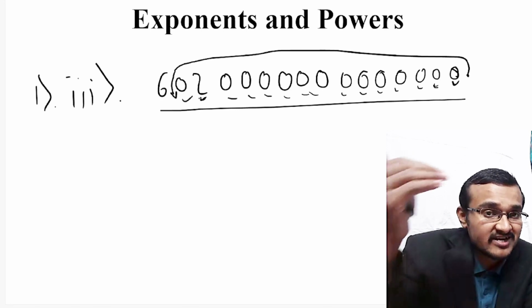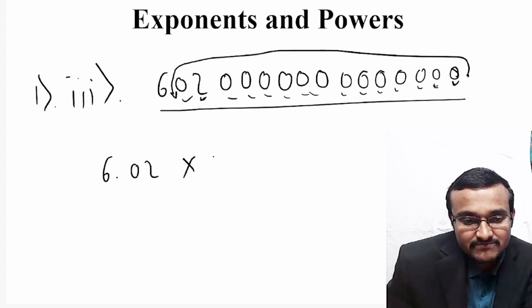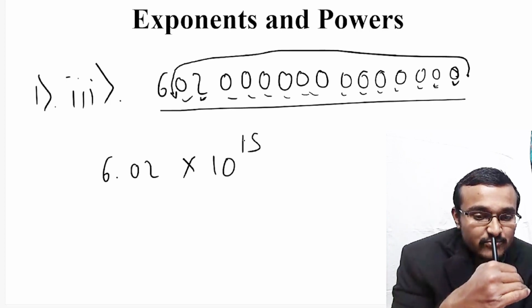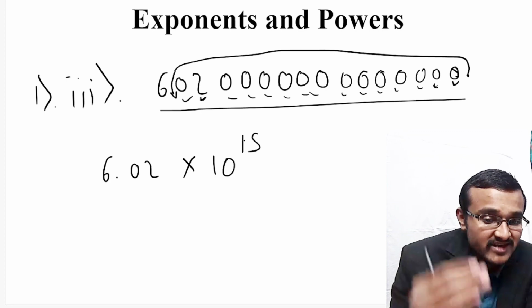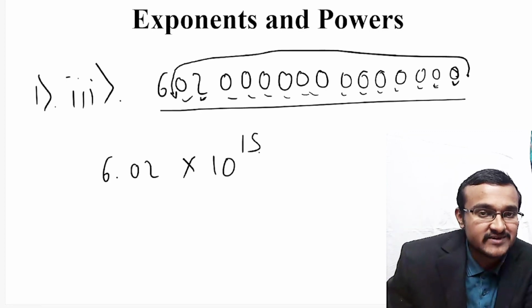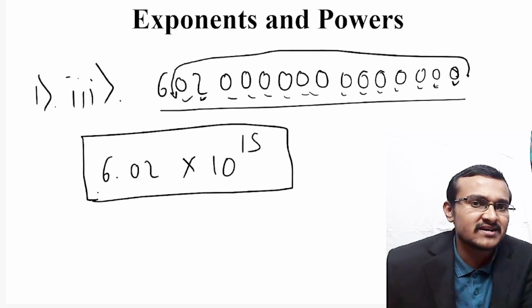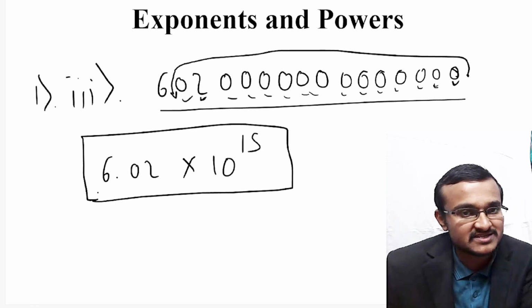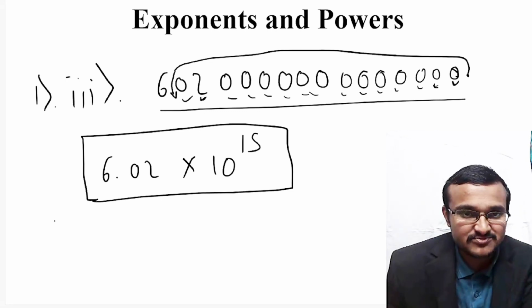So after 15 digits you are bringing the decimal point. So it should be multiplied with 10 power 15, because after 15 digits you are moving the decimal point. Here you are moving it to the left hand side, so the power will be a positive value. So 10 power 15 means 10 power plus 15. So 6.02 into 10 power 15 is the answer for this third question. Similarly, you can solve the fourth and fifth questions in this first question.